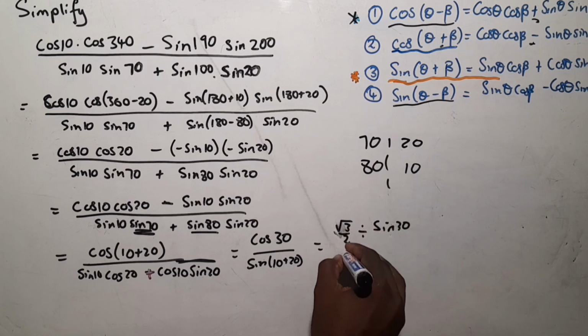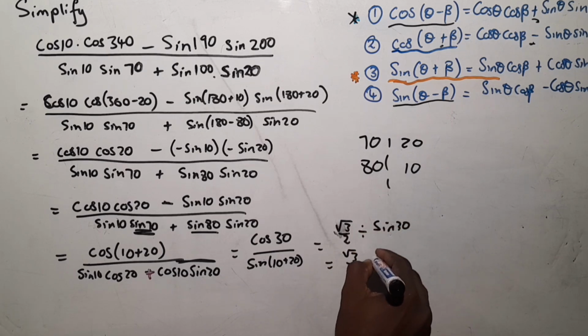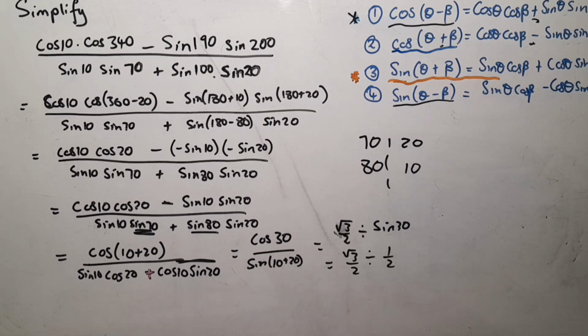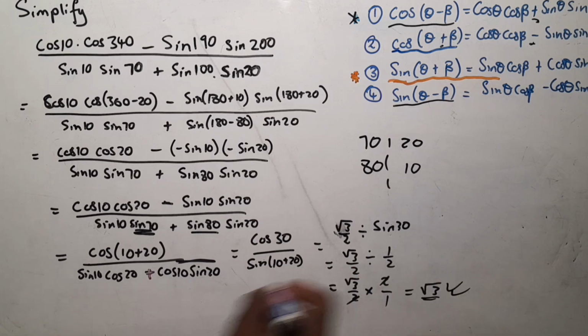So this is equivalent to root of 3 over 2 divided by half, right? And you know that if you are dividing fractions, we can reciprocate and multiply. So this is root 3 over 2 multiplied by 2 over 1. So our answer is root of 3, like that. So we've seen how we can apply this on simplify.